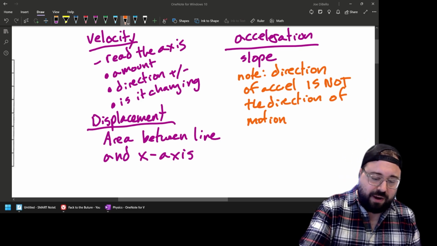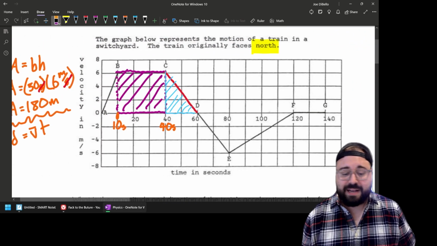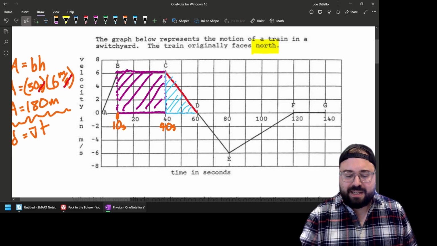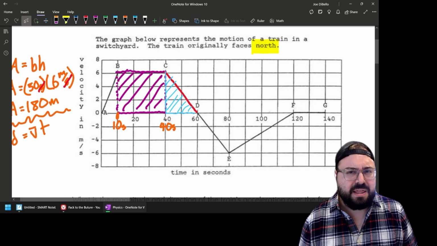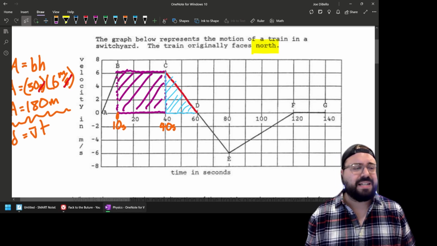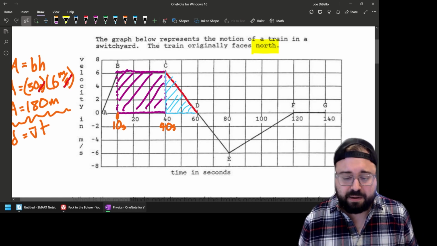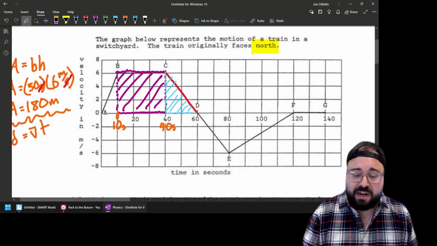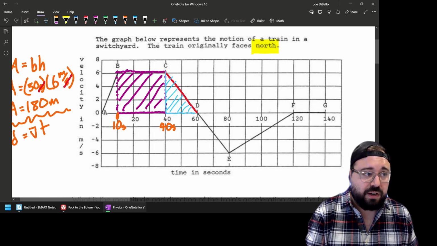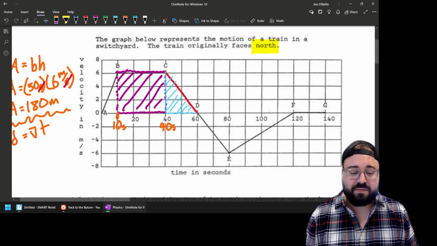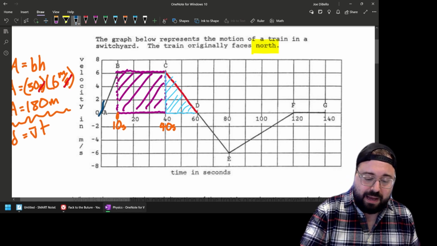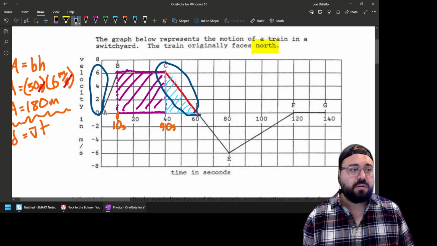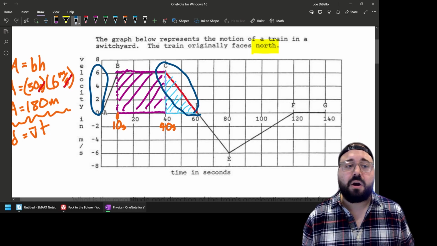So if we come back to our graph here, I'm going to trust that you guys could find the slope of a line from C to D if that's what you're asked for, right? But from C to D, that's going to be a negative slope. Does that mean the object is going backwards? Does that mean it's going to the south in this case? No, it does not, my friends. From C to D, this train was traveling to the north. And I know that because the velocities over here are positive. Since I have positive velocities that entire time that I'm going from C to D, because of those positive velocities, this car is going to the north.